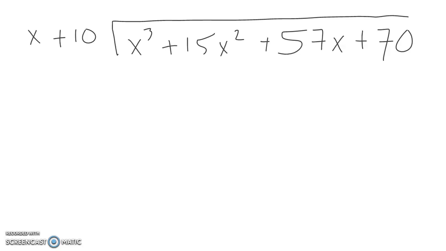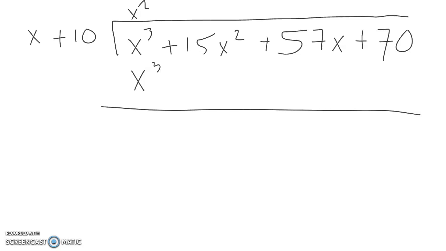So the first thing I'm going to do is divide x to the third power by x, and it's going to be equal to x squared. So x times x squared equals x to the third power. So we're going to do the second part of the equation and do 10 times x squared, which is going to equal 10x squared.